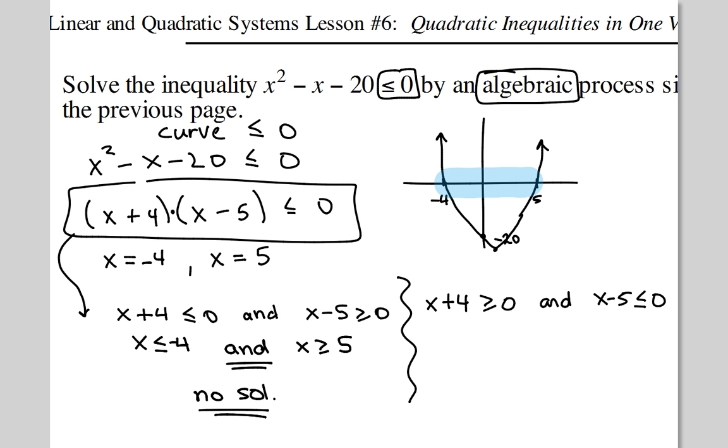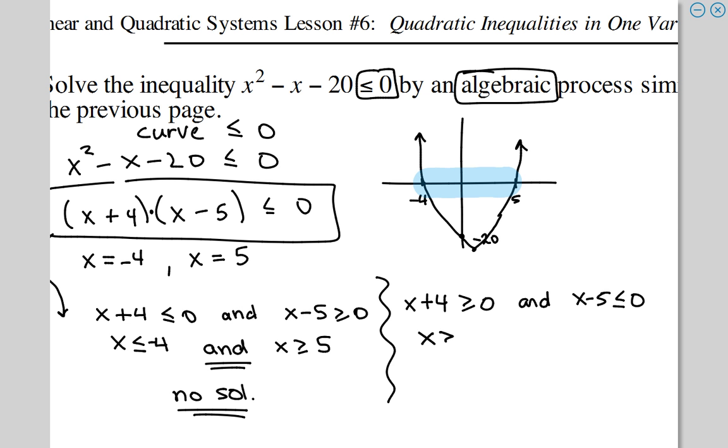Let's look at this situation. X greater equal negative 4, and that's important, x lesser equal 5. Is this possible? Less than 5 but bigger than negative 4? Yep. And that's exactly what we already knew we were supposed to be getting. Less than 5 and greater equal to negative 4.